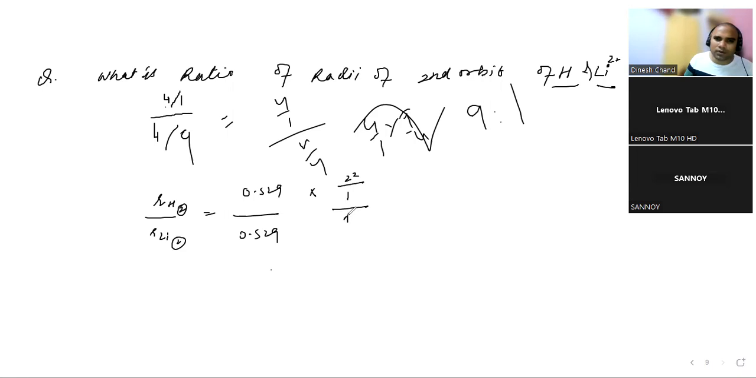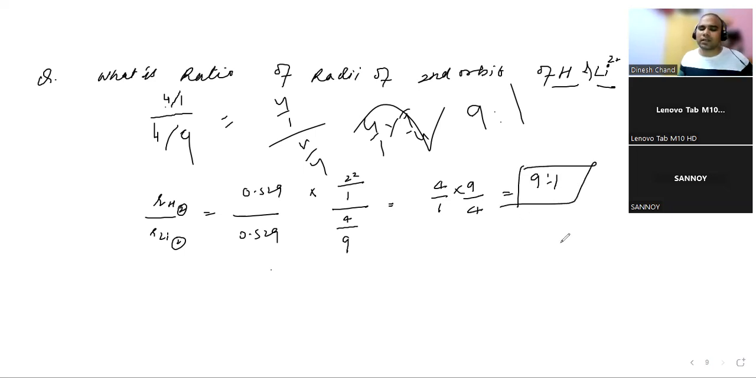So this is also going to be 4 by, what will be there? 4 by 9, right? Yes, sir. So 4 by 1 into 9 by 4. So it is coming 9:1. Okay, correct only. There is no problem.